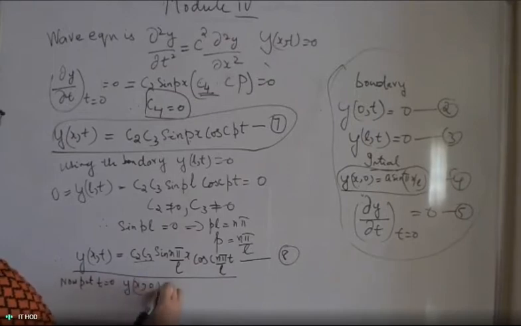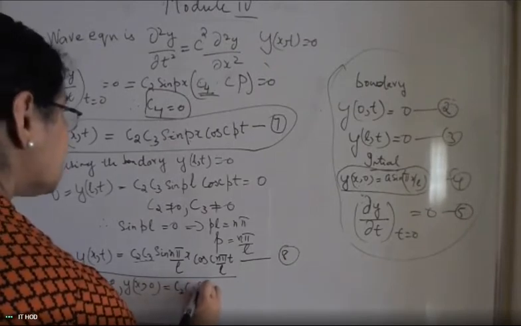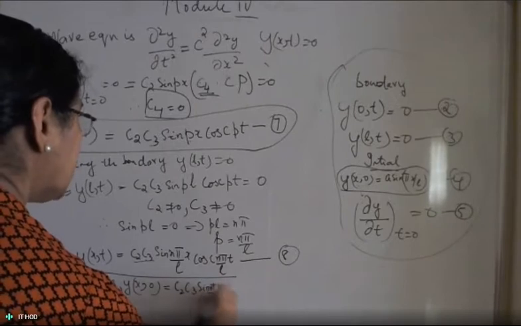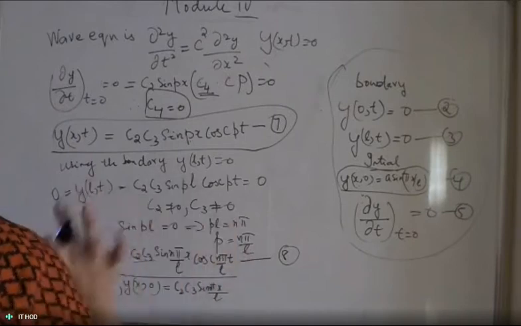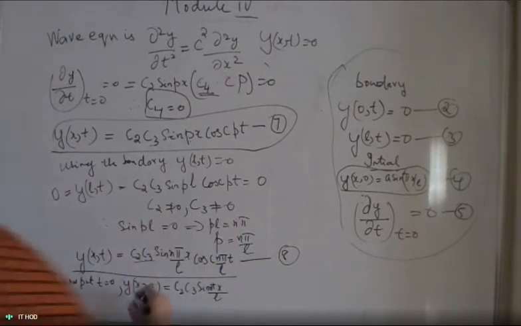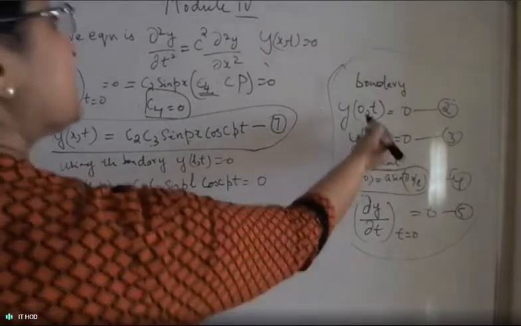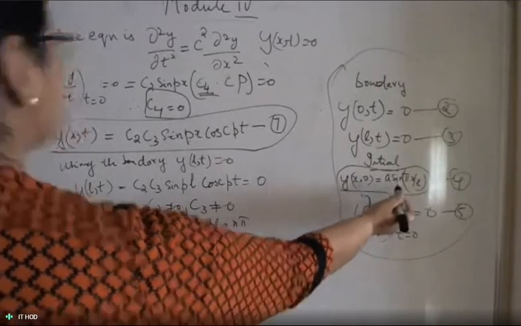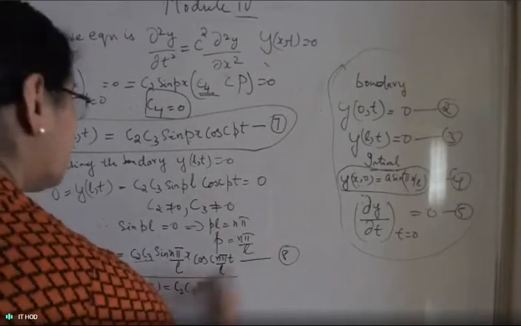y(x,0) is equal to C2 C3 sin(nπx/L), and putting t equal to 0, that is cos 0 = 1. Now this is our y(x,0). We got it, and they have given the initial condition y(x,0) is equal to A sin(πx/L). So we are going to compare that.